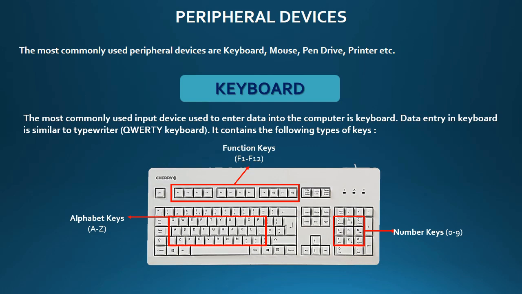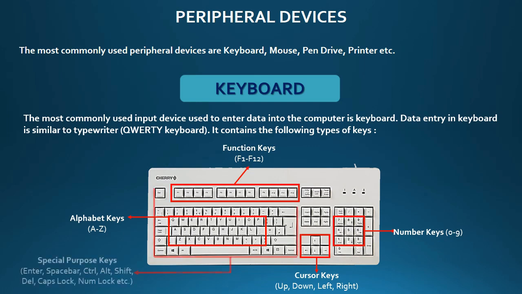And then there are the cursor keys, normally called cursor keys or arrow keys, like up, down, left, right, etc. We have some more cursor keys like page up, page down, home, end, etc. Now some special purpose keys are there also, like enter key, space bar, control or CTRL, alter or alt, ALT, shift key, del, caps lock, num lock, etc., because there are many other special purpose keys available over there.